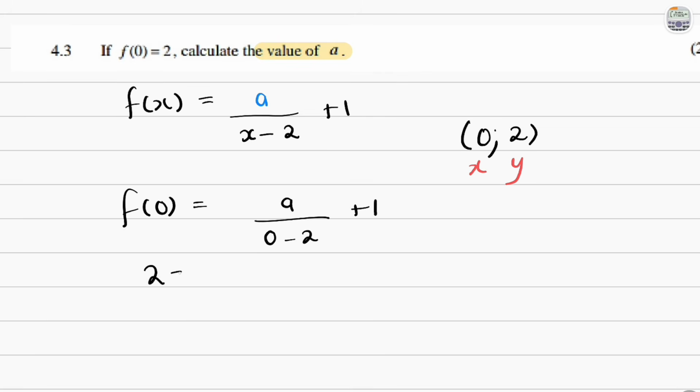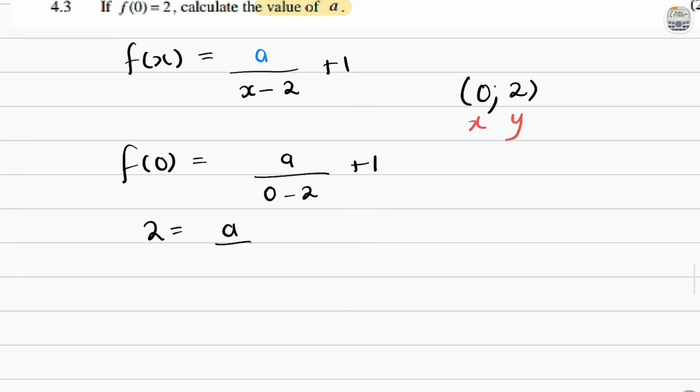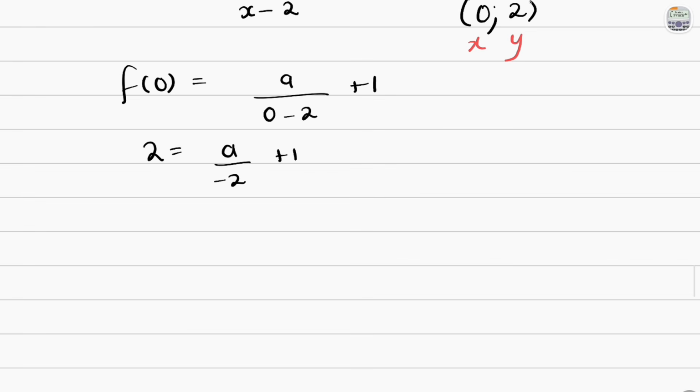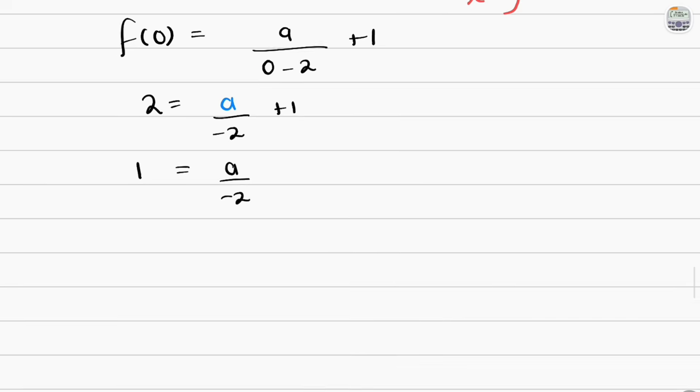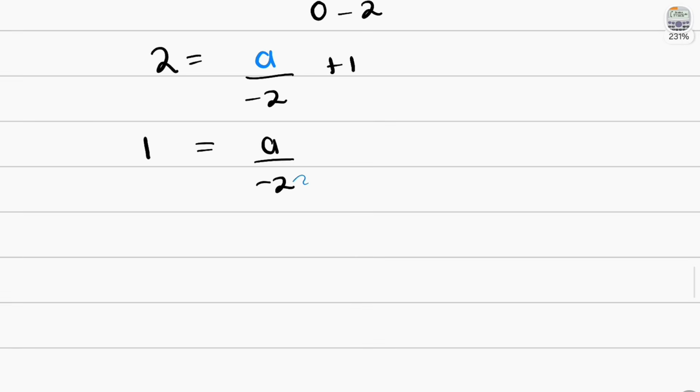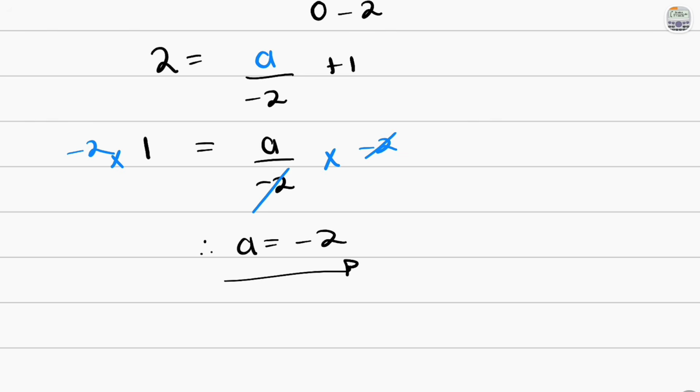It's 2. So 2 equals a over, and then 0 minus 2 is negative 2, then plus 1. And then solve for a. So how do we get to a? Well, we can get to a by taking 1 over first. 2 minus 1 is 1. And you have a over negative 2. Then finally solve for a. Just get rid of the negative 2 in the denominator by multiplying both hand sides by negative 2. They cancel here. So therefore, a is equal to negative 2. And that is our answer.